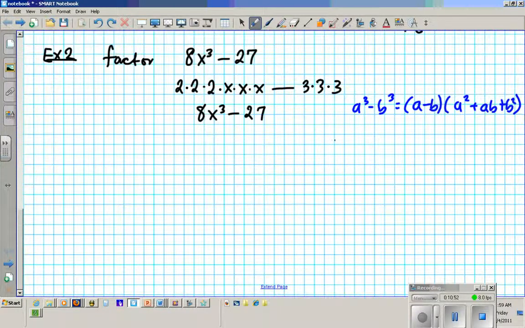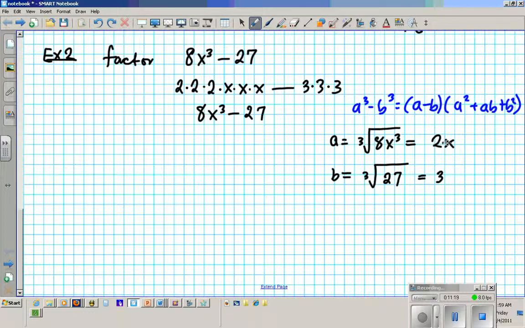So to find a, we take the cube root of what? The first term, that's what a is, right? A comes first, 8x to the third. The cube root of that is 2x. Now, how do you get the second term? B. You take the cube root of what? Second term, because b comes second, 27. Don't take the minus, okay? So that becomes 3, because 3 times 3 times 3 is 27.